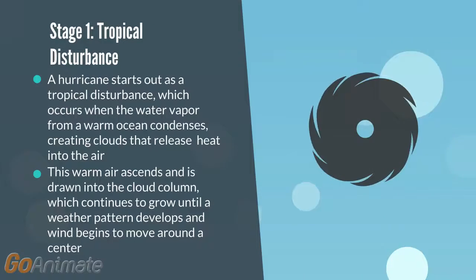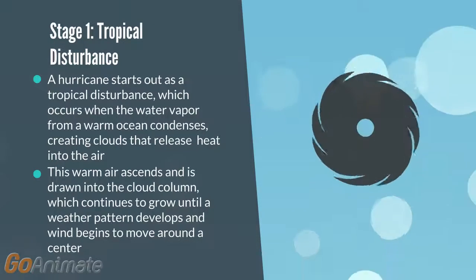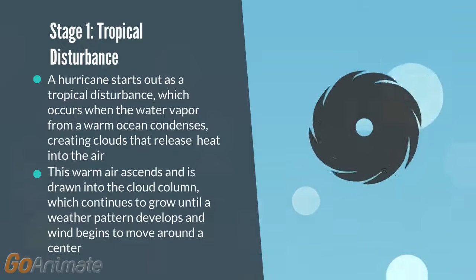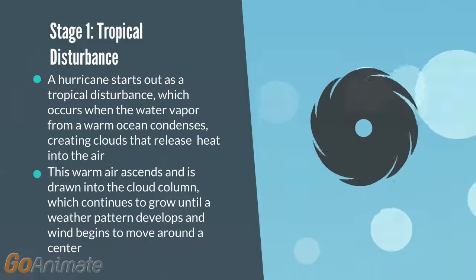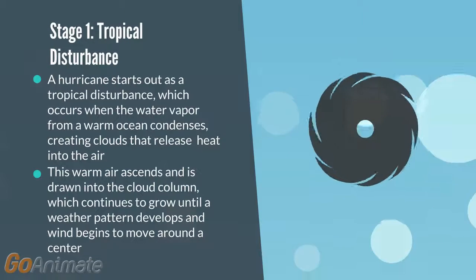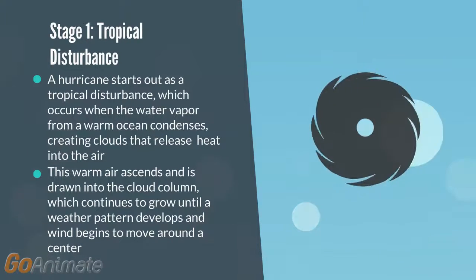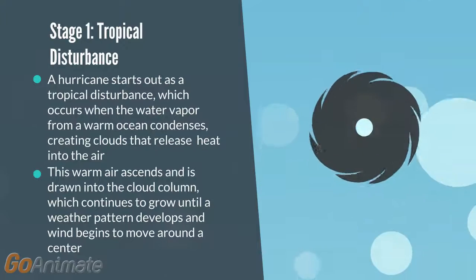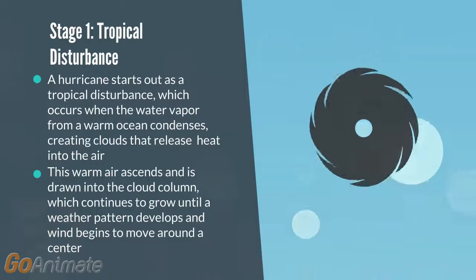Stage 1. Tropical disturbance. A hurricane starts out as a tropical disturbance, which occurs when the water vapor from a warm ocean condenses, creating clouds that release heat into the air. This warm air ascends and is drawn into the cloud column, which continues to grow until a weather pattern develops and wind begins to move around a center.